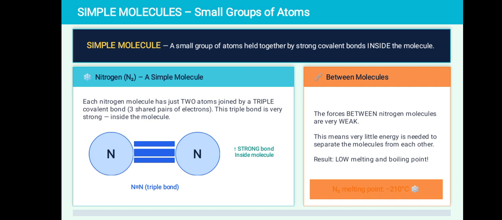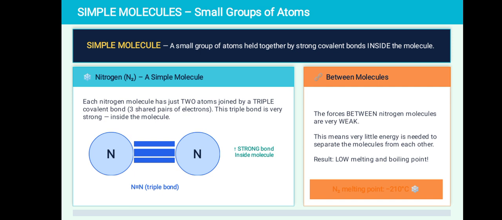Imagine a room full of couples, and each couple holds each other very tightly. That's the strong covalent bond inside the molecule. But when they pass other couples in the room, they only give a small nod. That's the weak force between molecules. Now you can imagine this.